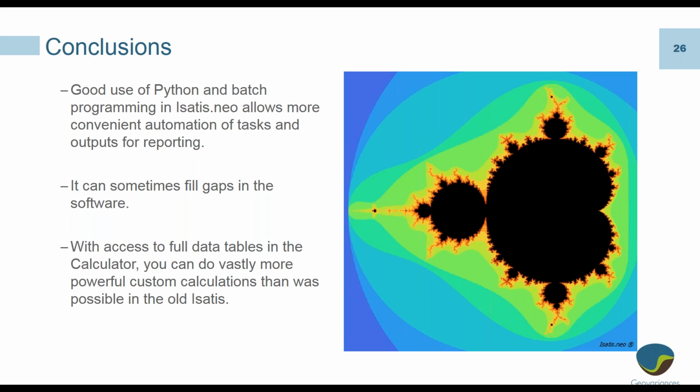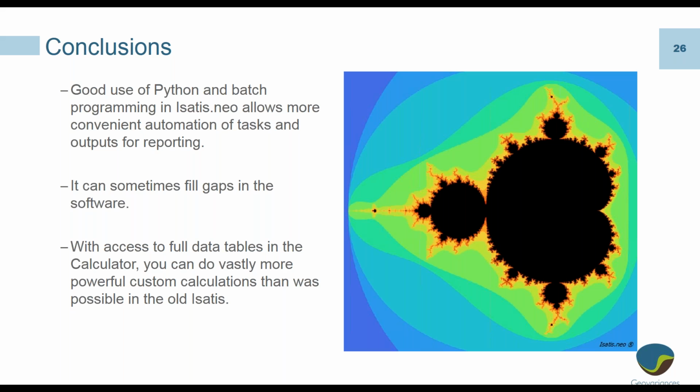So the conclusions. Good use of Python and batch programming in Isatis.neo allows more convenient automation of tasks and outputs for reporting. It can sometimes fill gaps in the software. And when you have access to the full data tables, as you do in Isatis.neo's calculator, you can do a lot more powerful custom calculations than was possible in the old Isatis. So breaking new ground in what you can do inside the software with the batch programming with Python in Isatis.neo.